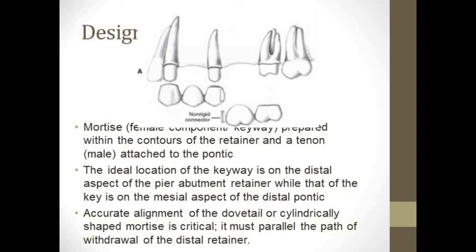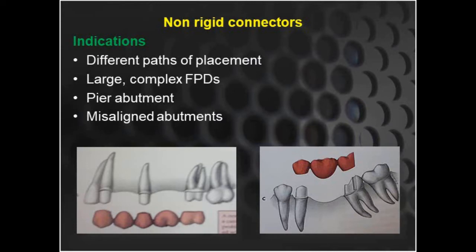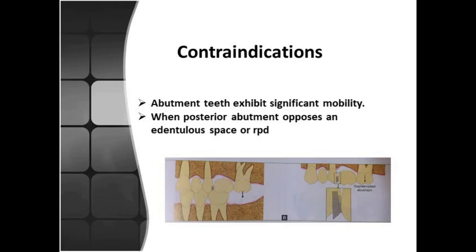So this is why the keyway is placed on the distal aspect of the pier abutment and the key is placed on the mesial aspect of the distal Pontic. Coming to the other indications of non-rigid connectors, NRCs are used when there are different paths of placement for the abutments, that is, when a single path of insertion cannot be achieved in case of non-parallel abutments. It is also indicated in large complex FPDs and in pier abutments, which we have already seen, and also in misaligned abutments.